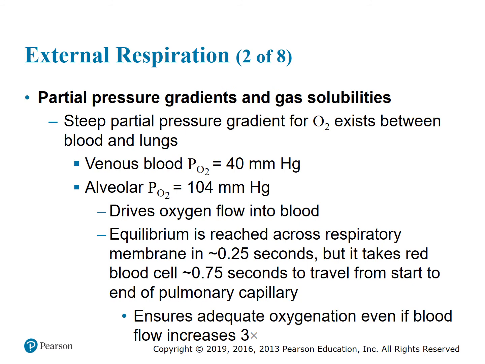Pressure gradients and gas solubilities. A steep partial pressure gradient for oxygen exists between blood and lungs. In venous blood, the partial pressure of oxygen is 40 millimeters of mercury, whereas alveolar partial pressure is about 104 millimeters of mercury. This difference drives the oxygen flow into the blood, and equilibrium is reached across the respiratory membrane in about 0.25 seconds, but it takes a red blood cell 0.75 seconds to travel from start to end of the pulmonary capillary. This ensures adequate oxygenation even if blood flow increases 3 times.